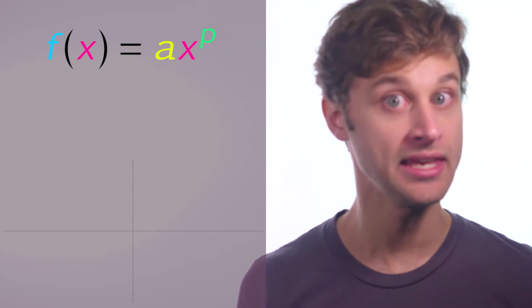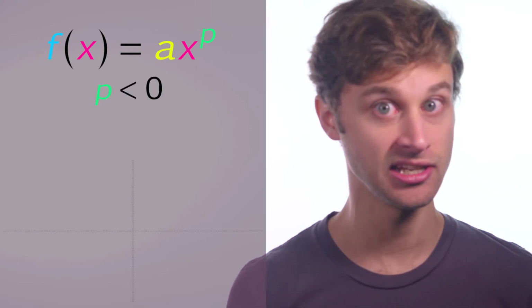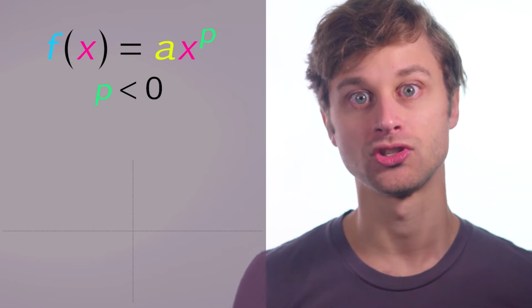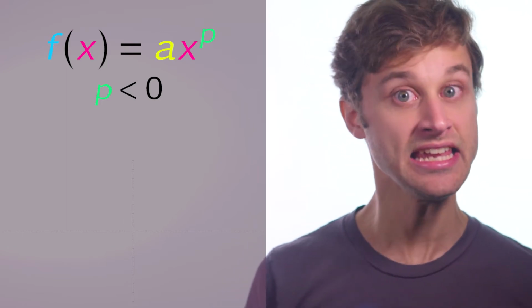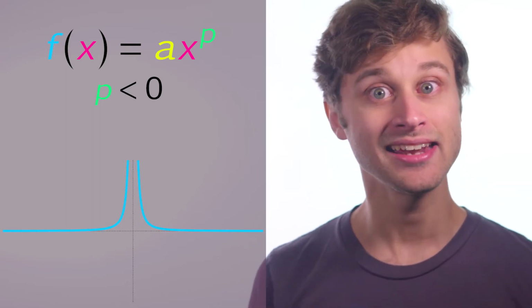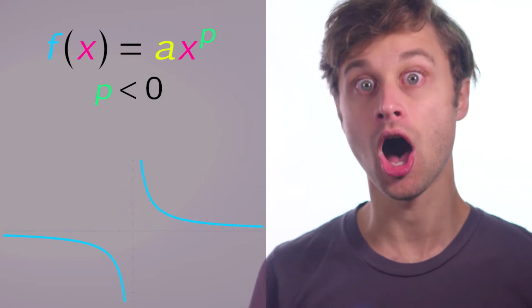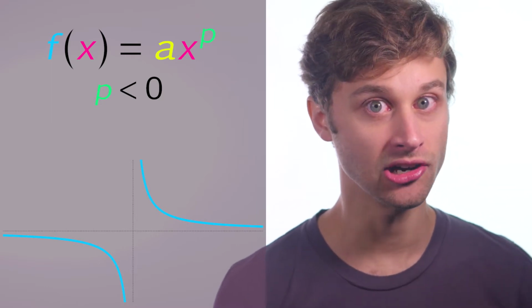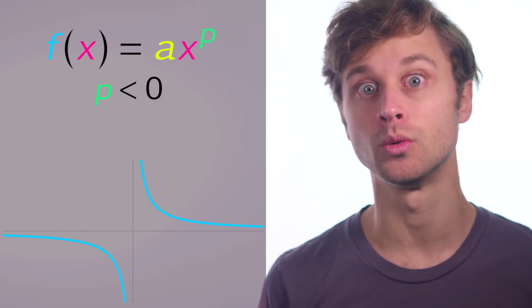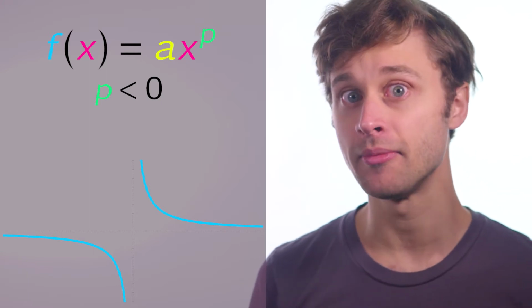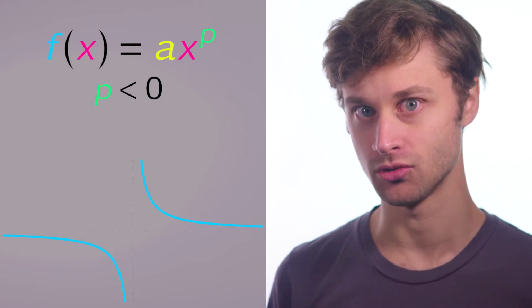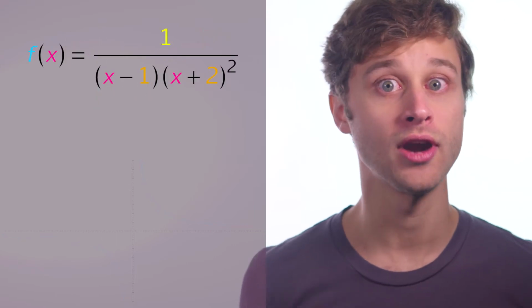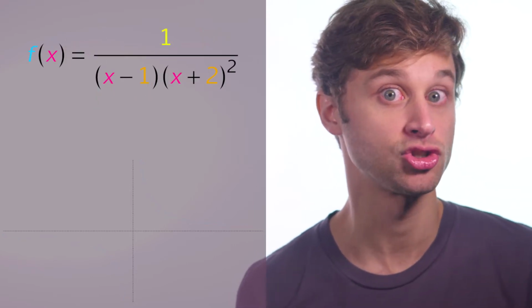The last thing I want to bring up is comparing rational functions to power functions, where p is less than 0. Remember from our power functions episode that if p is negative and even, it has even symmetry across the y-axis. And if p is negative and odd, it has odd symmetry across the origin. The same thing goes here, except we're going to look at individual factors of my denominator to talk about those vertical asymptotes. So for instance, if I have this function 1 over x minus 1 times x plus 2 squared.